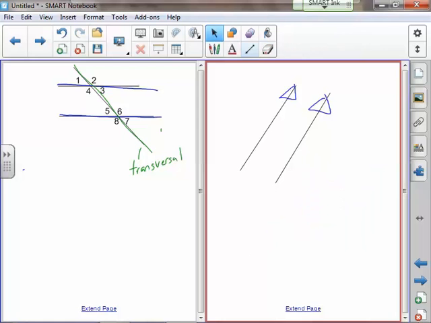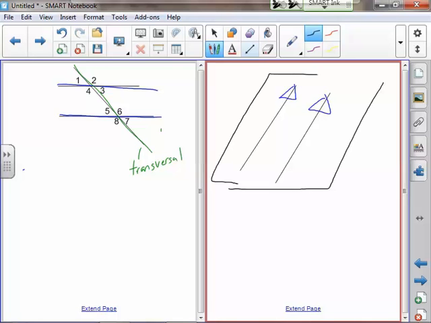Now, we also have something called skew lines, which is going to be really hard for me to draw on a two-dimensional plane. But let's say we had a plane right here, and I've got these two parallel lines, line L and line M. So lines L and M are parallel. They will never intersect.